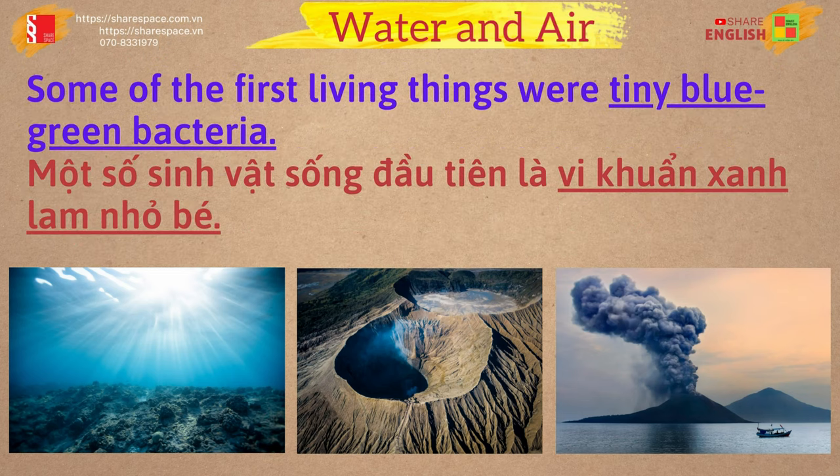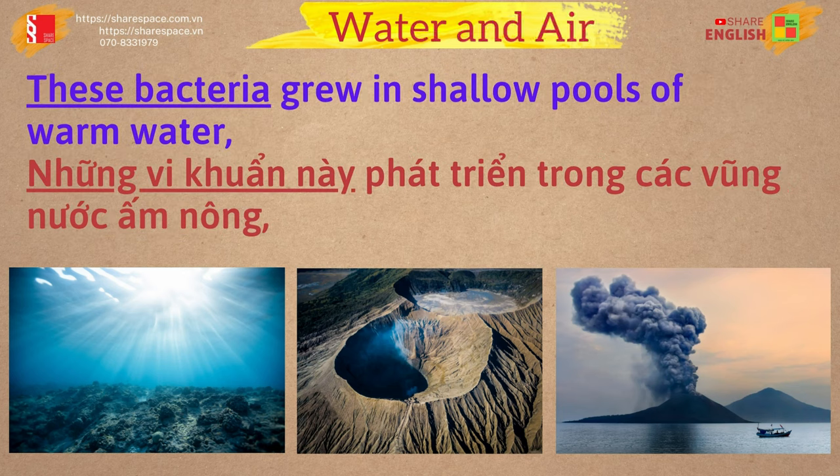Some of the first living things were tiny blue-green bacteria. These bacteria grew in shallow pools of warm water.